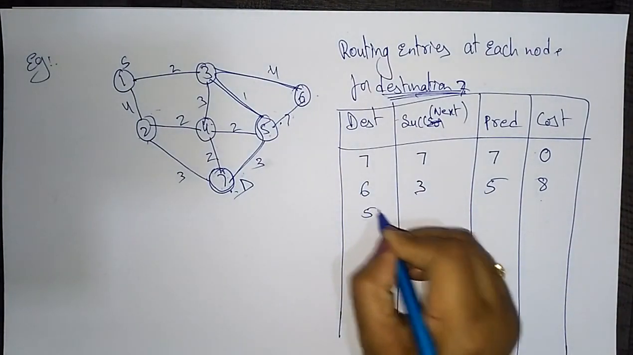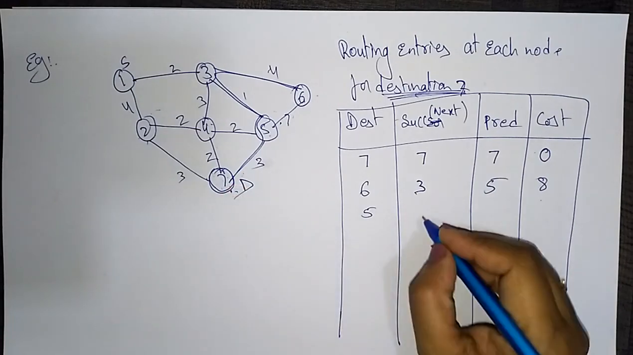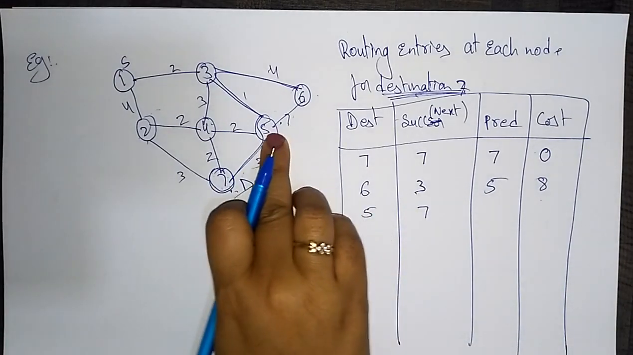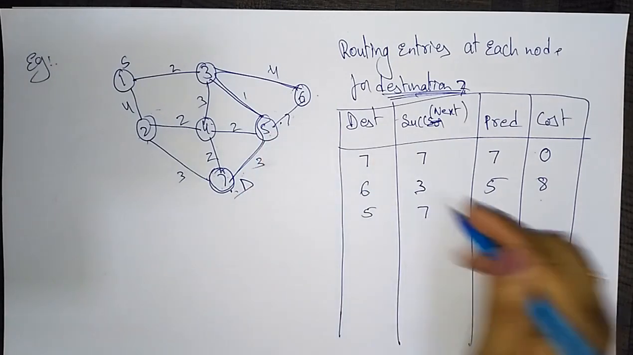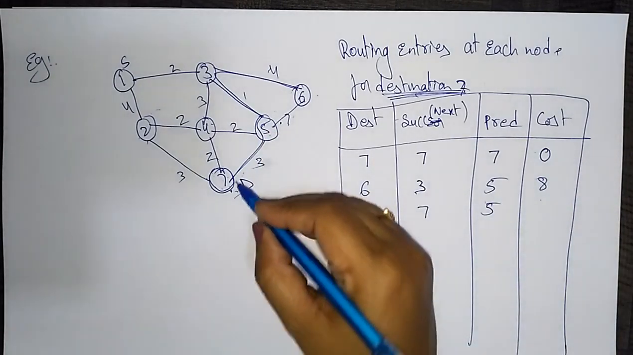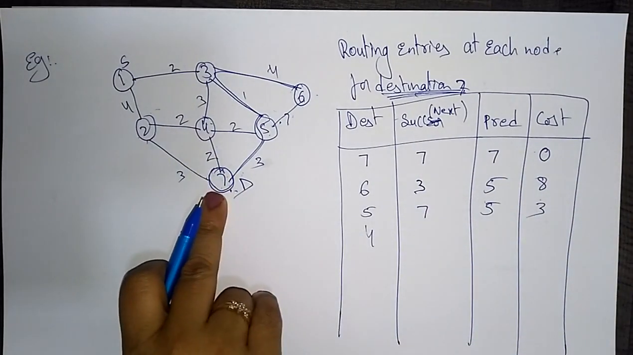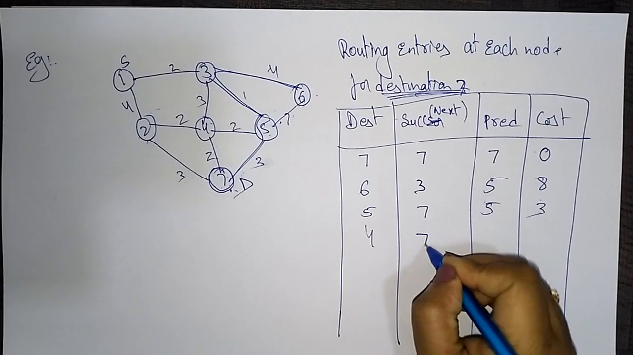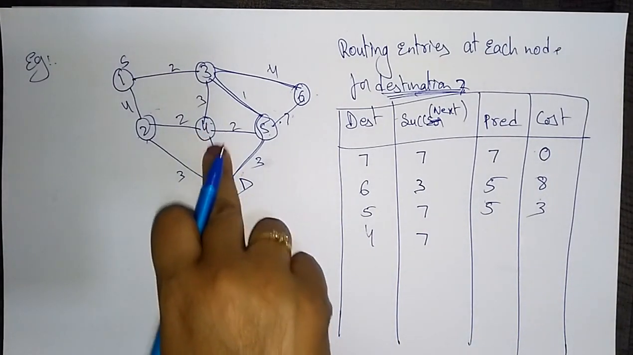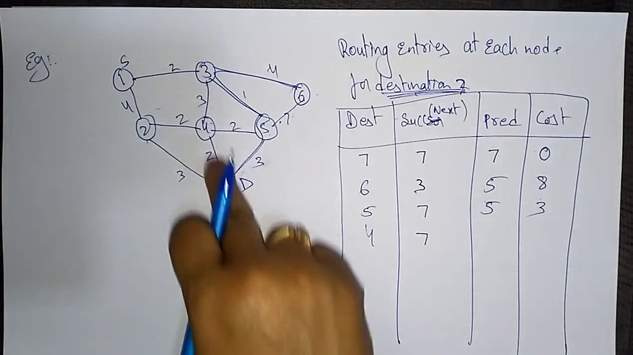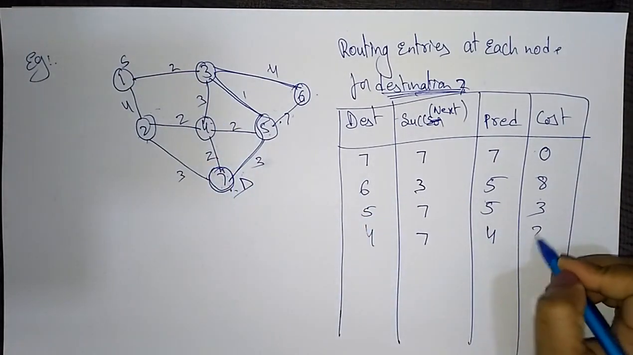If you take 5 as a source, obviously the successor is 7 itself, and the predecessor, the before node, is 5 itself. And the cost is 3. If you take 4, obviously the successor is 7, because that is the destination, and the predecessor is also 4 only, because from 4 it is coming. So 4, and the cost is 2.